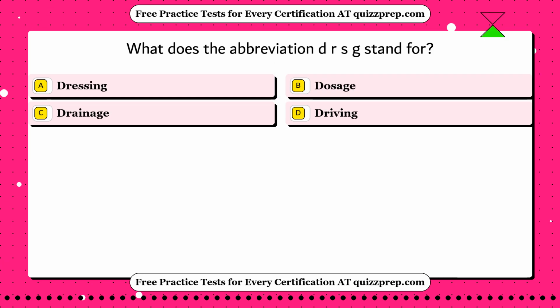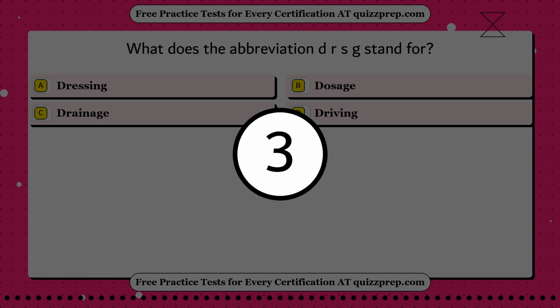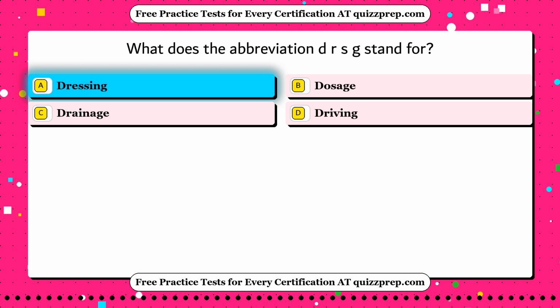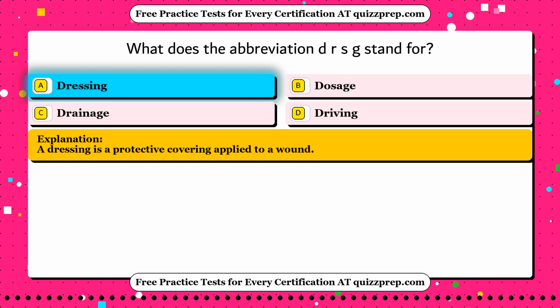Question 34. What does the abbreviation DRSG stand for? Option A, dressing. Option B, dosage. Option C, drainage. Option D, driving. The correct answer is option A, dressing. A dressing is a protective covering applied to a wound.